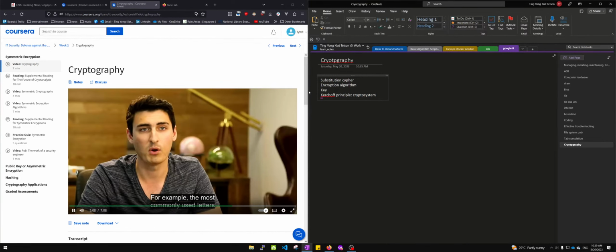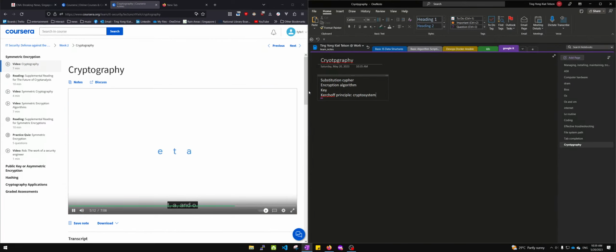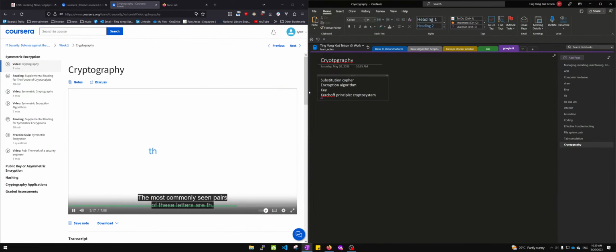For example, the most commonly used letters in the English language are E, T, A, and O. The most commonly seen pairs of these letters are TH, ER, ON, and AN.